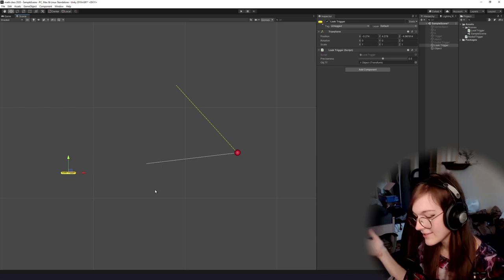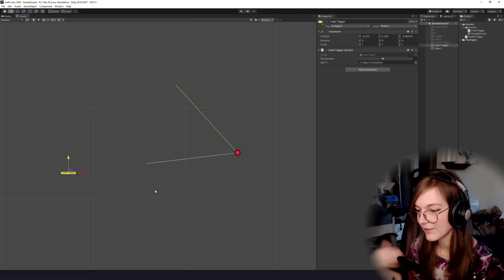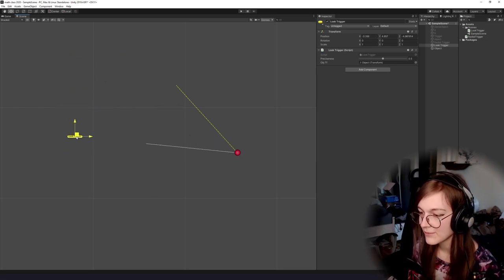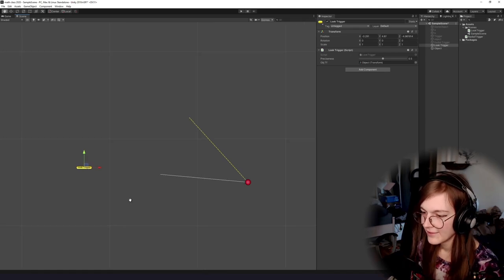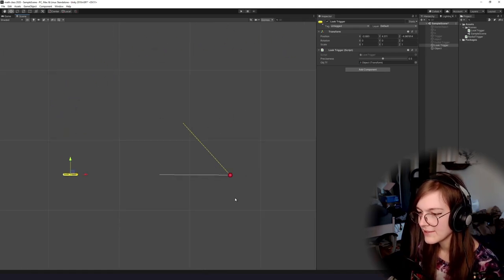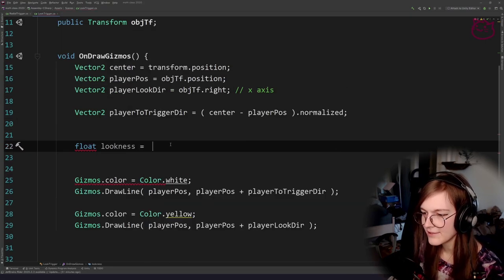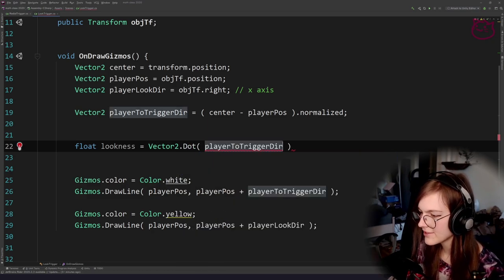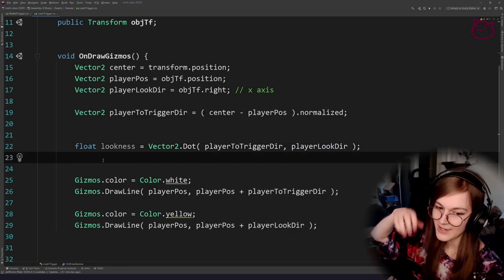Just like when you're checking distance, it doesn't have to be perfectly linear if you're just checking a distance threshold, if you're less than or greater than something. It's a similar case with the dot product here. We don't need to check the exact angles. All we need to know is if we're within or outside of some threshold. Okay, so we have our look trigger, we have the direction of the player, and now we need to do the dot product: Vector2.Dot of player to trigger direction and the player look direction. Cool. Now we have the lookness.